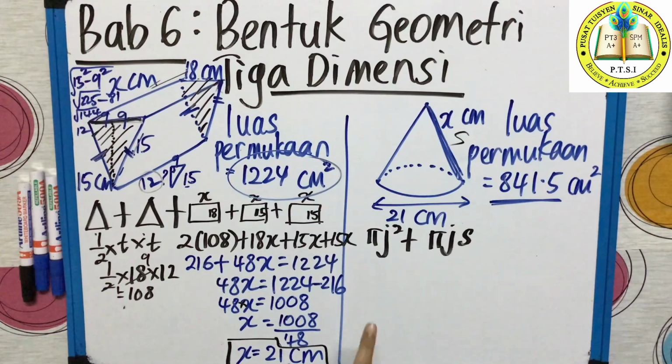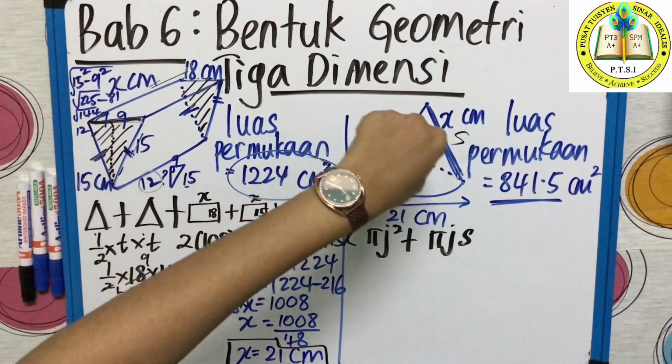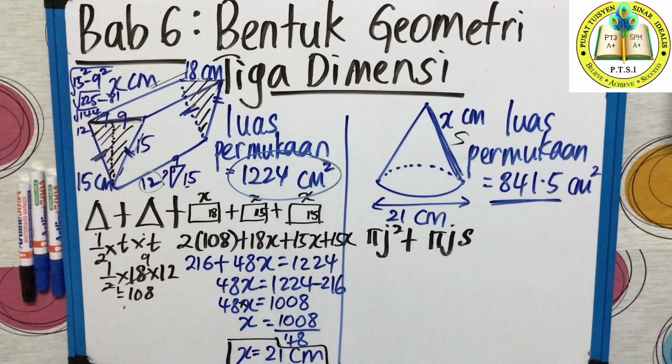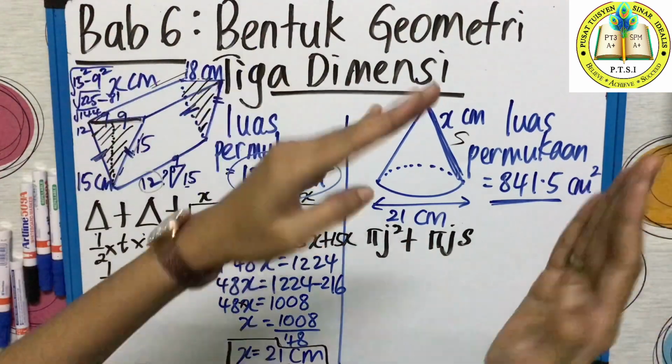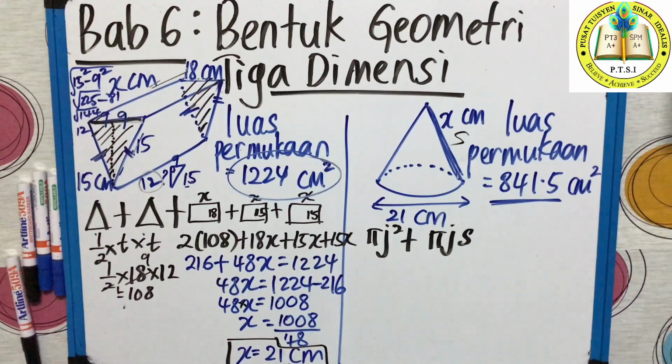So what is the surface area for a cone? Pi j square plus pi js. Because you have one circle, kamu ada satu bulatan. So that is pi j square. Plus pi js, itu adalah melengkung. So this is the formula. Sekarang kita ganti dalam formula.